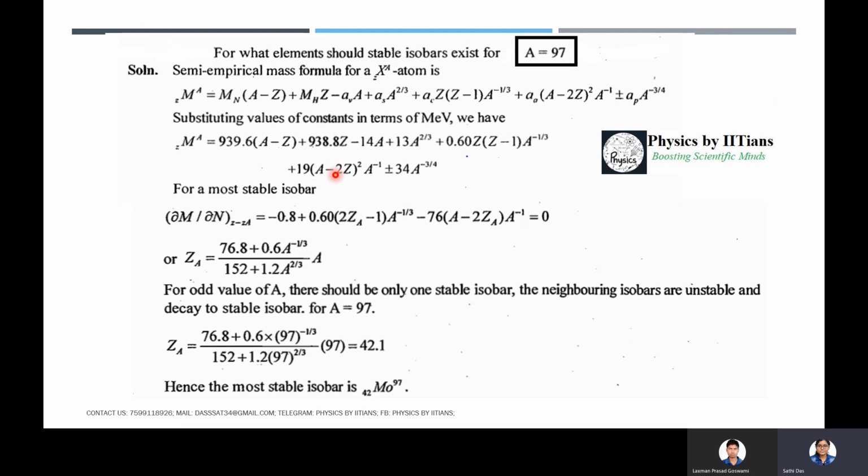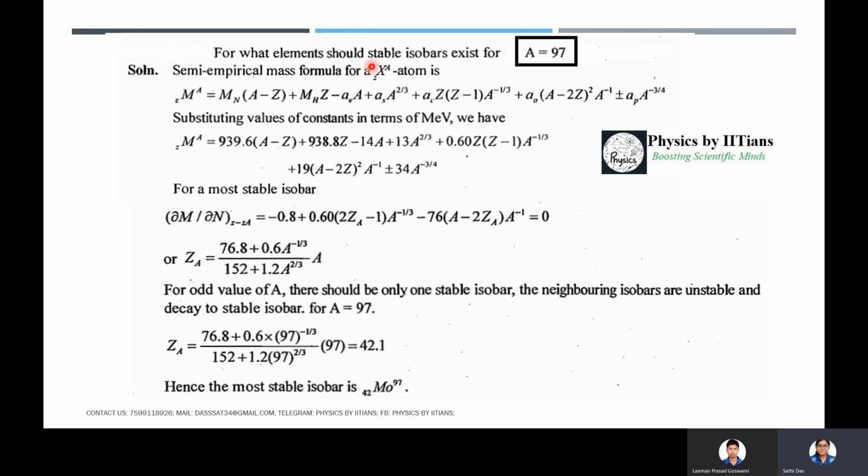Suppose we take another example for the liquid drop model, which we have already discussed. So here the question is, for what elements should a stable isobar exist for A equals 97? So first, what is the question? That is, what will be the stable isobar for mass number A equals 97.